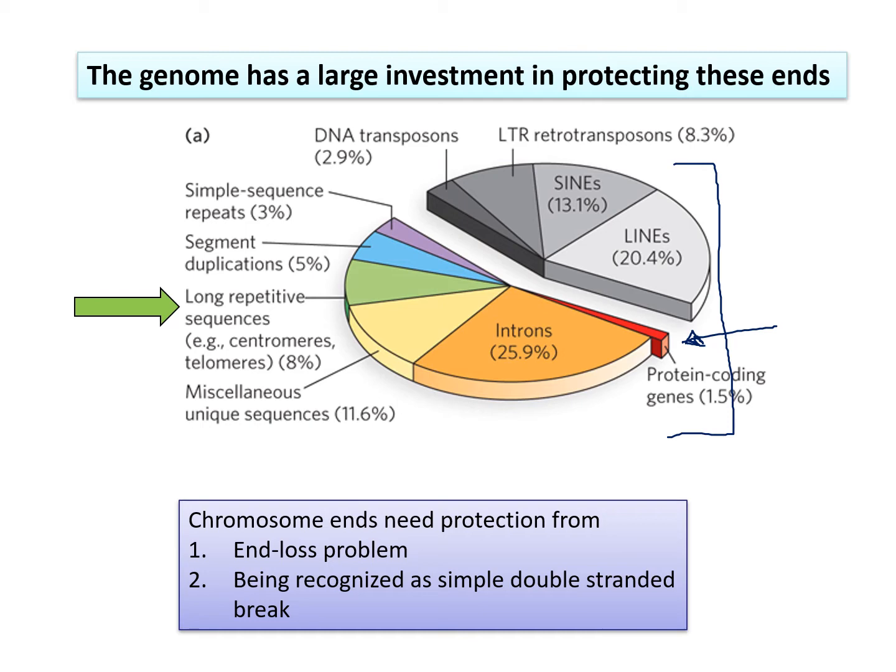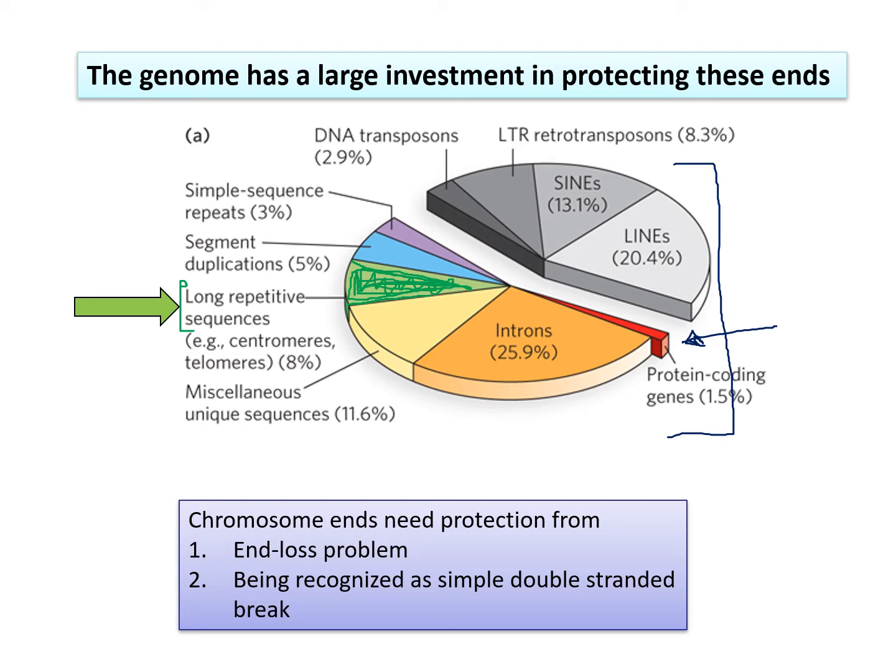And you can see indicated here in green that these long repetitive elements include the categories of centromeres and telomeres, and comprise a pretty substantial portion of the genome. Now, the reason they're called long repetitive elements is because they're long, the sequence in the telomeres, at least, is actually simple, but it's repeated many, many times. And we'll look at that in just a second.